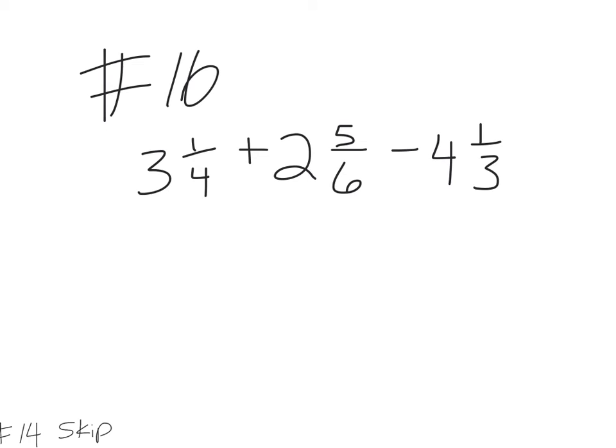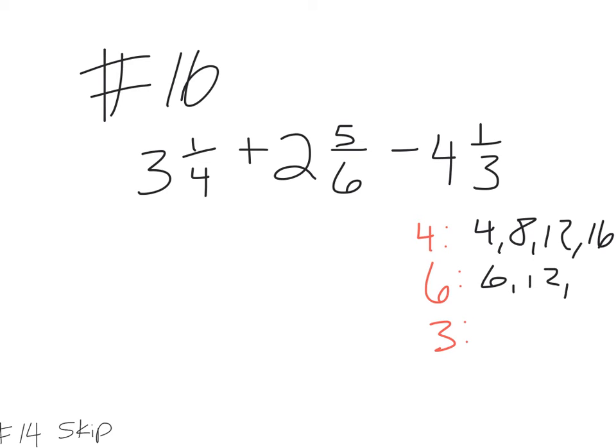Okay? First things first, we need a common denominator. So I'm counting by 4s, I'm counting by 6s, I'm counting by 3s, and I need something on all of those lists. So counting by 4, 8, 12, 16. Counting by 6, we've got 6, 12, 18. Counting by 3, I've got 3, 6, 9, 12. And hopefully you see 12, 12, 12. It's on all of my lists.